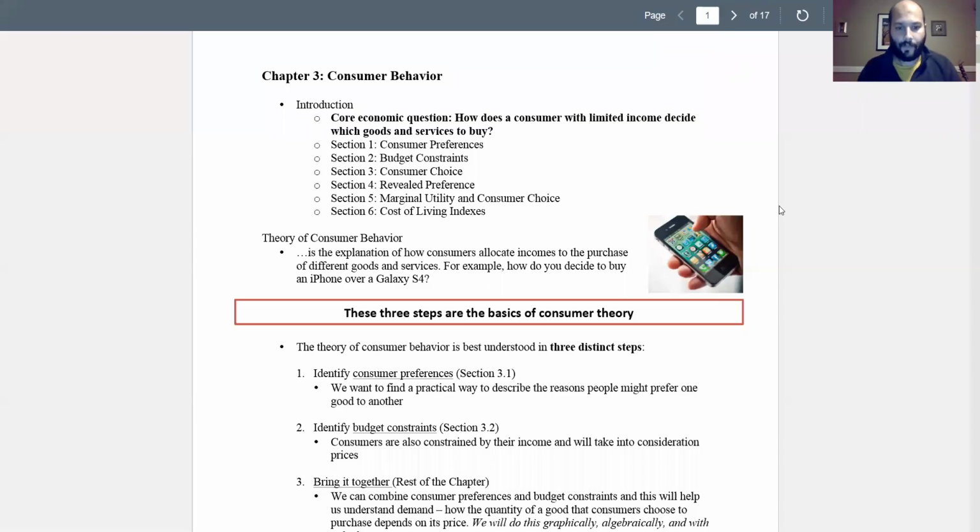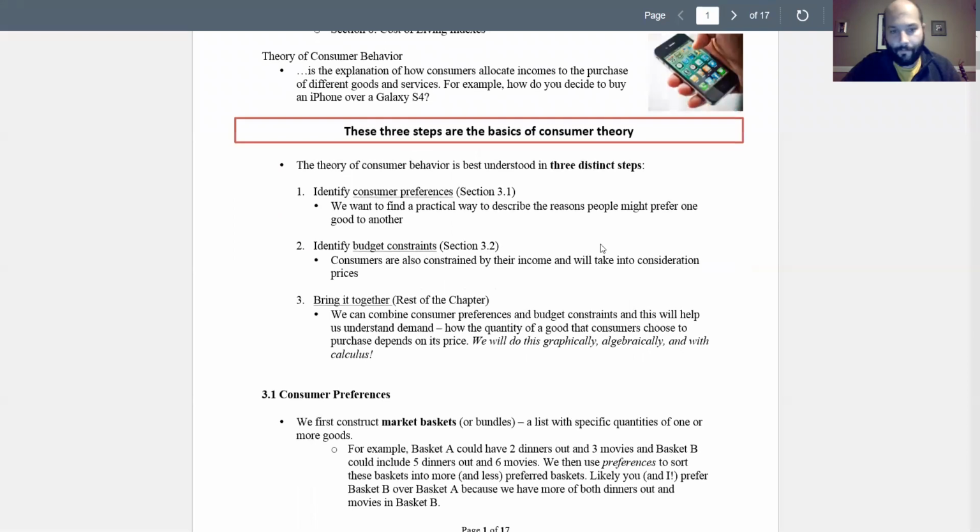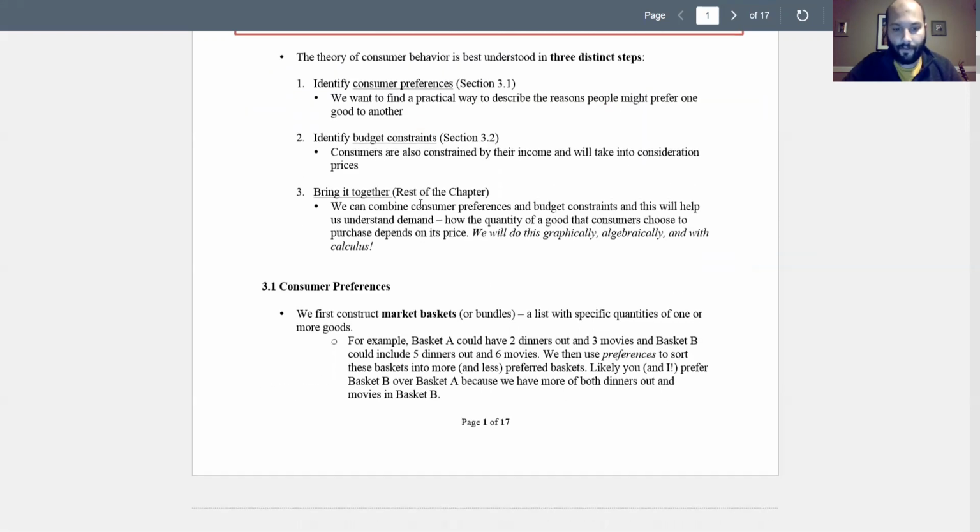In this video, we'll be talking about consumer behavior and preferences. There are three parts to the chapter on consumer theory. First, we're going to talk about consumer preferences and utility, identifying what a consumer likes to consume. Then we'll talk about consumer budget constraints, given a certain income and prices of products, and we'll bring it all together. This video concerns the first part, consumer preferences.